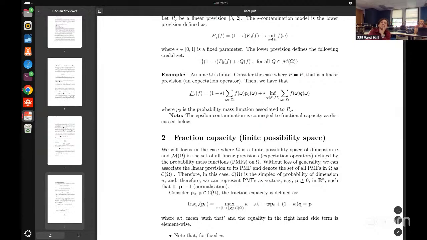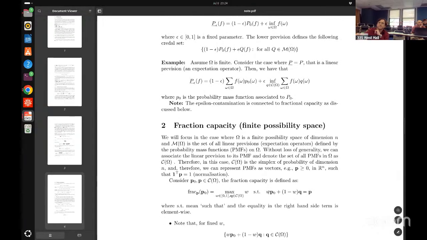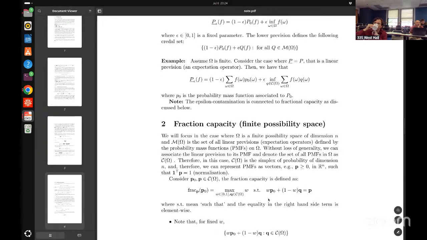Might be stuff that is interesting to other people as well. Okay, so just focus here on a finite possibility space, assuming that the elements of the mixed space are probabilities, because I wanted to understand if there was a notion of fractional capacity that is already known. Yes, so this was my idea.